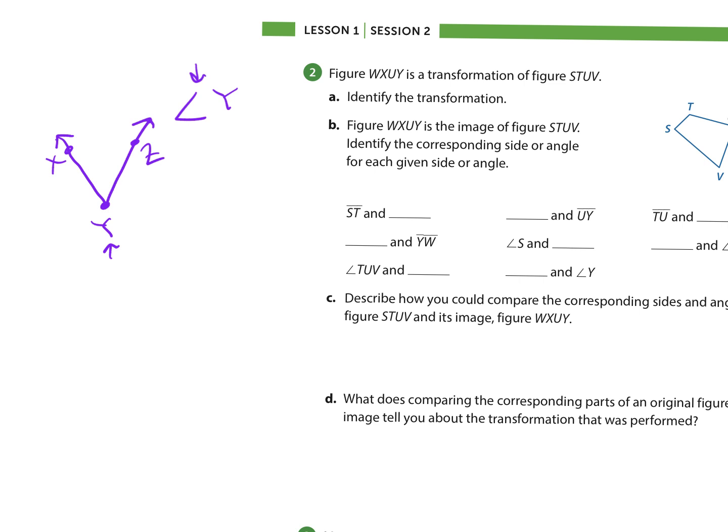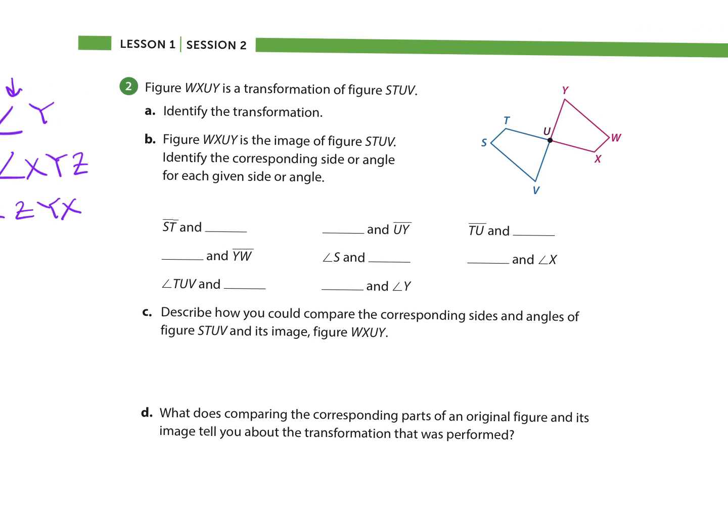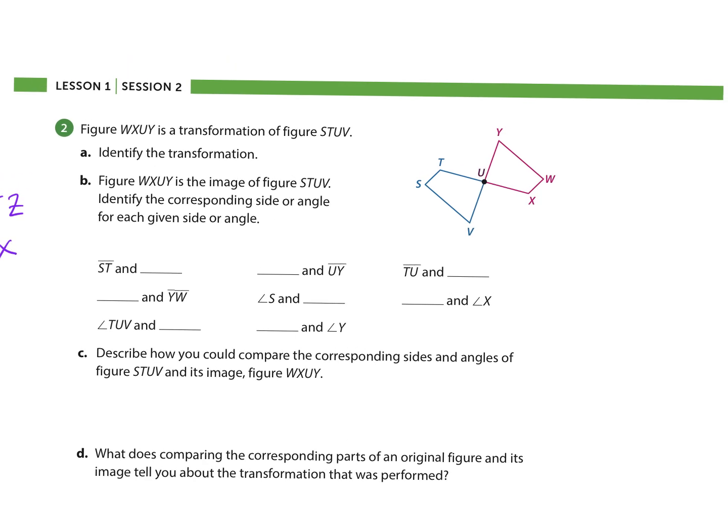But a lot of times we will name an angle with 3 points. So we can go in order and call it angle X, Y, Z. Or we can go backwards and call it angle Z, Y, X. So there are 3 ways to name every angle, and that's just something that you want to make sure you understand.